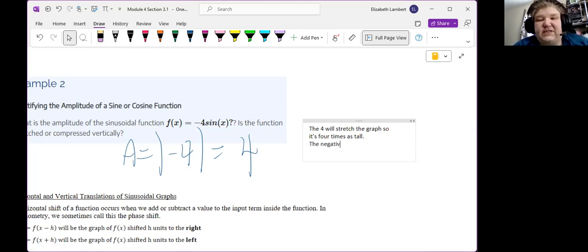The negative sign will cause the graph to flip. In this case, a negative on the outside is taking positive y's and making them negative, taking negative y's and making them positive. So it's flipping across the x-axis.